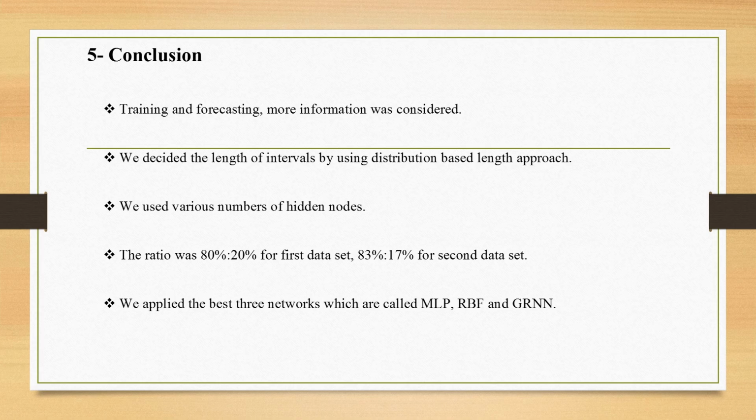This study applied a neural network based fuzzy time series model, which is different from previous studies because of using various degrees of membership with neural networks. So by training and forecasting, more information was considered. The length of intervals is determined by a well-known method, called the distribution based length approach, instead of being based on other studies. We used various numbers of hidden nodes. The ratio was 80%, 20% for the first dataset, 83%, 70% for the second dataset. We applied the base 3 networks, which are called MLP, RBF, and GRNN.